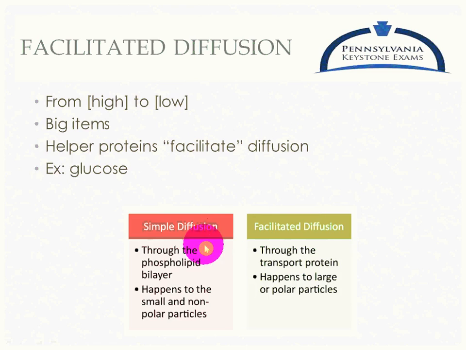So this just kind of compares the two. Both simple and facilitated diffusion are going through that membrane system. This one can just shoot right on through the membrane. However, in facilitated diffusion, you need this protein to come through. In simple diffusion, again, my small, my nonpolar, they just zip right through unnoticed. And again, facilitated are my big ticket items, my large and charged molecules.